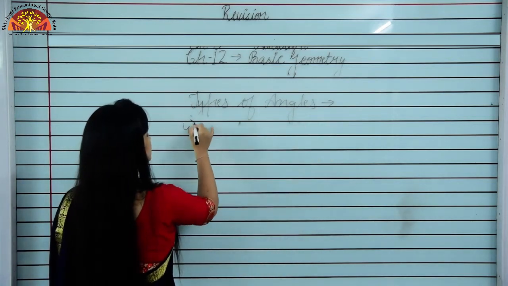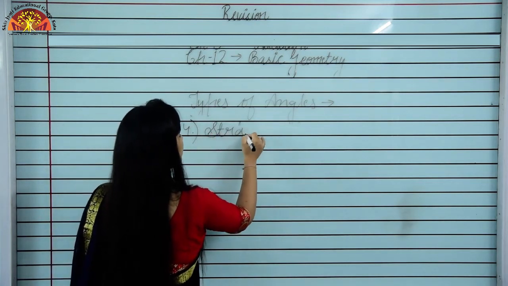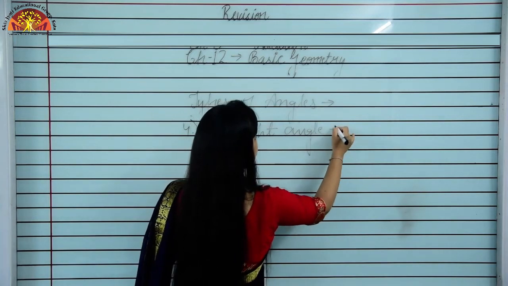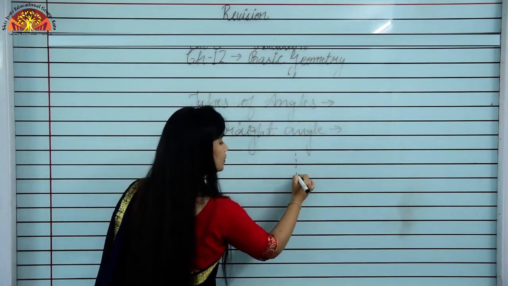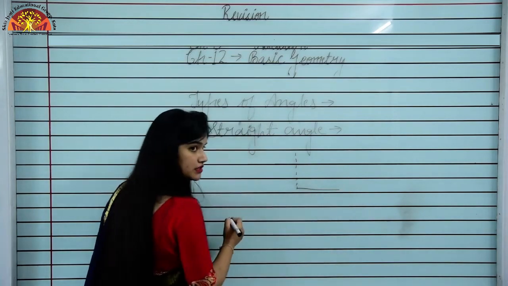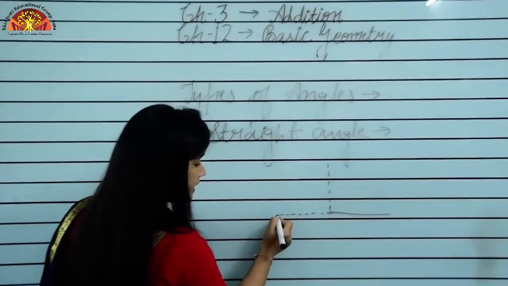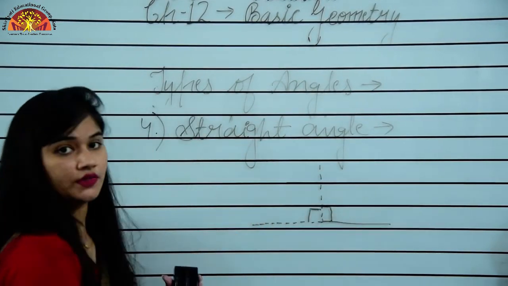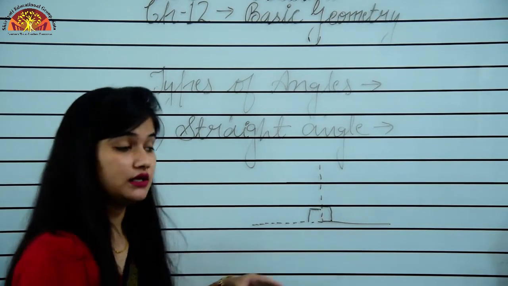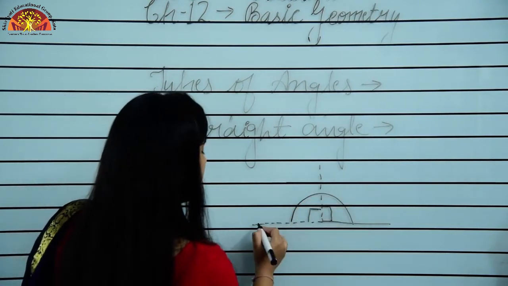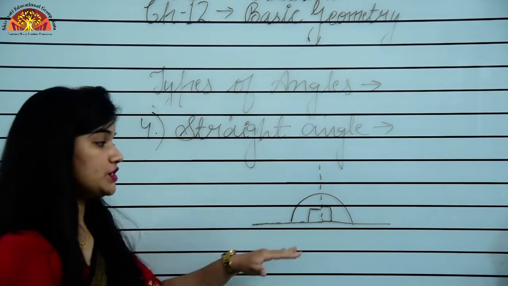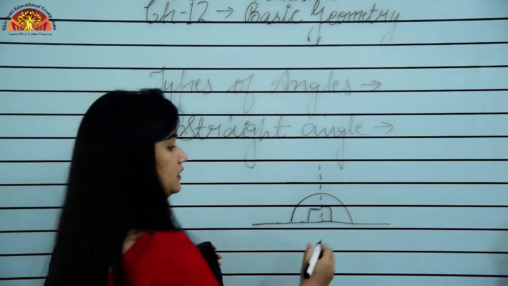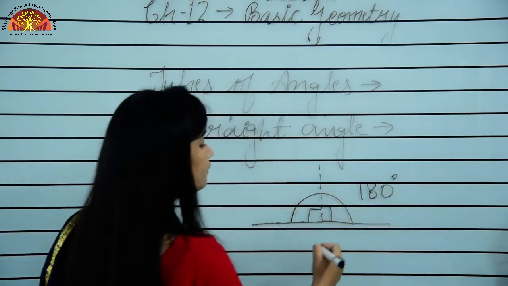The last is straight angle. If we join two right angles, this is a right angle, students, and this is also a right angle. If we join two right angles, we can form an angle which is of 180 degree, and this angle is called a straight angle. This is a straight angle which is of 180 degree.